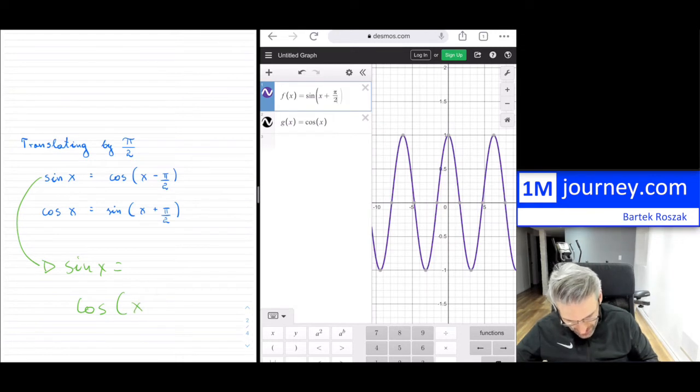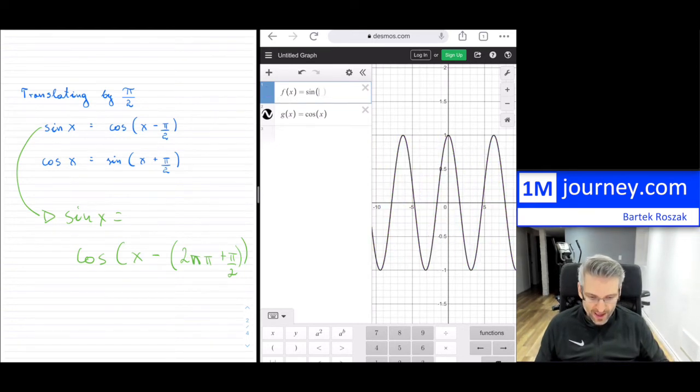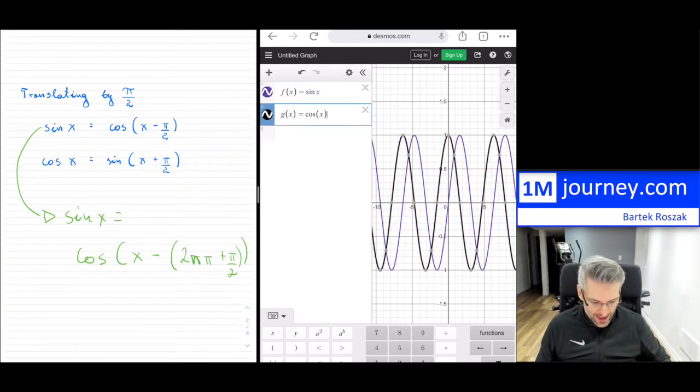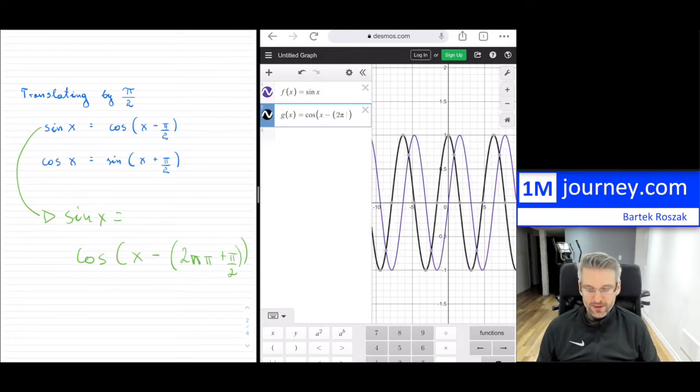So if you take x, and notice it's pi over 2, right? So I can also shift this by some 2n pi. If I do that, you can also see the same thing. So let's try it in here. Let's start with x, and then minus, and in brackets I'm going to put 2 pi. Now n can be any integer, so I'll just leave it at that.